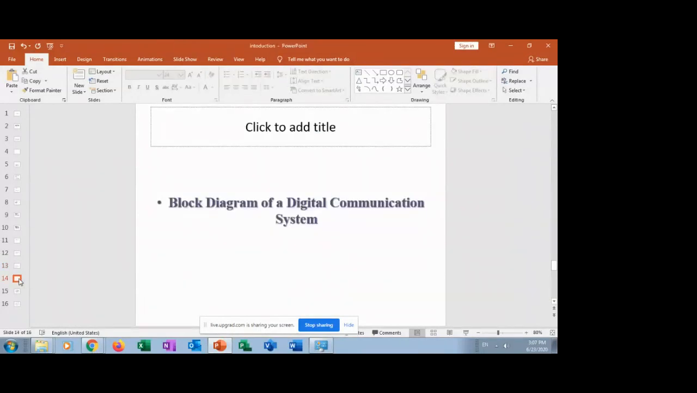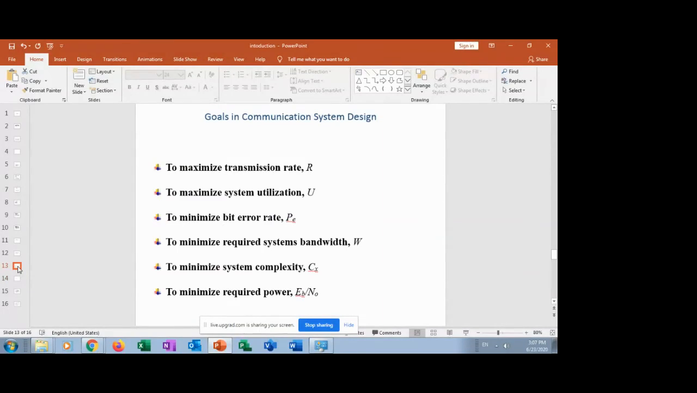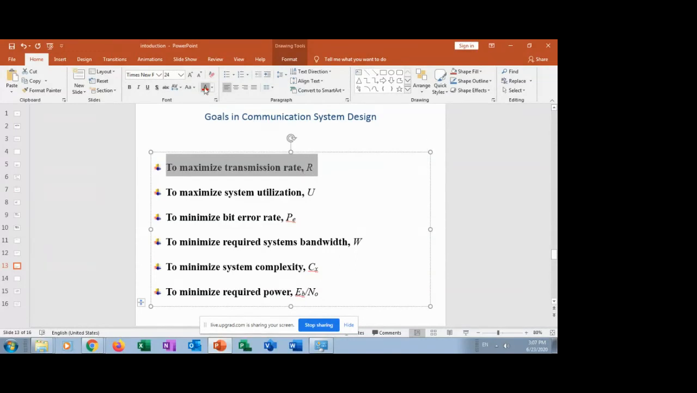So this is all about the parameters that we will discuss. But here you have to remember this first parameter, that is the bit rate or transmission rate.